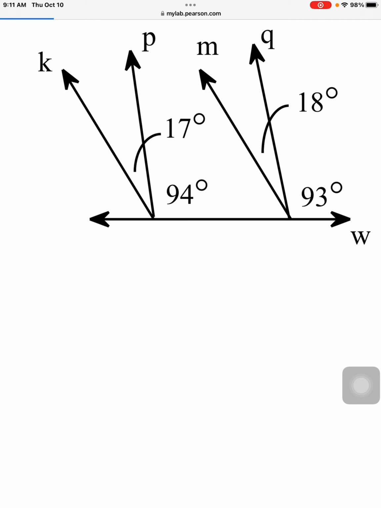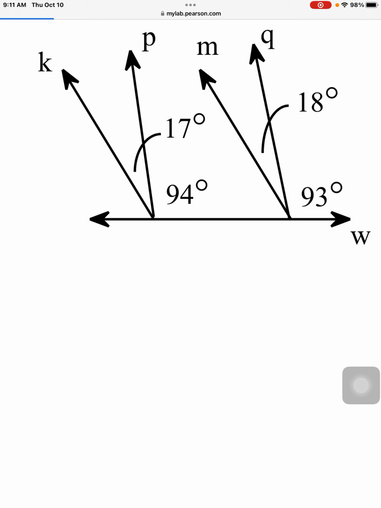Well, if we look at K, sure, it says the angle between K and P is 17. But do I care about the angle between K and P? No. I care about the angle that is formed when K intersects with W, which is my transversal. So my K to W, that measure of degree would be what? 111? Something like that?